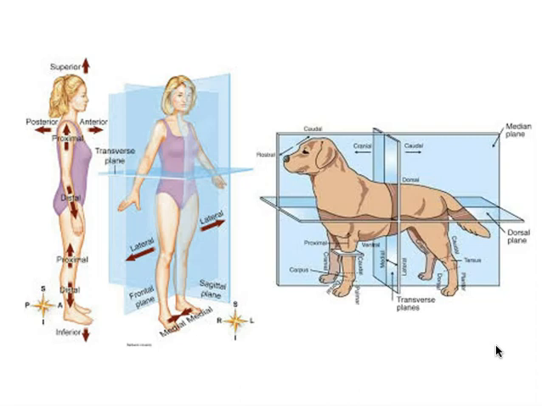Remember, in humans, we typically use superior and inferior, whereas in veterinary medicine, we frequently use cranial and caudal. In human medicine, we usually use the terms anterior and posterior. Sorry, those are over here, anterior and posterior. Whereas in veterinary medicine, we frequently use the terms ventral and dorsal.